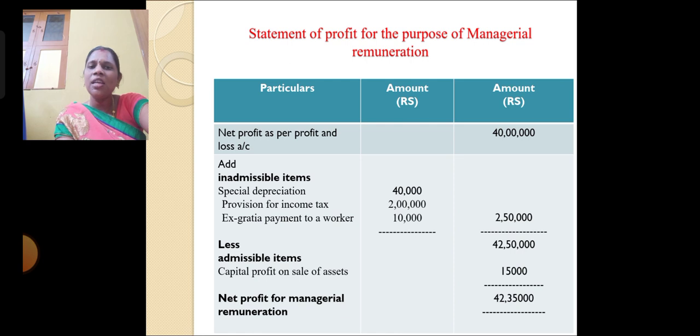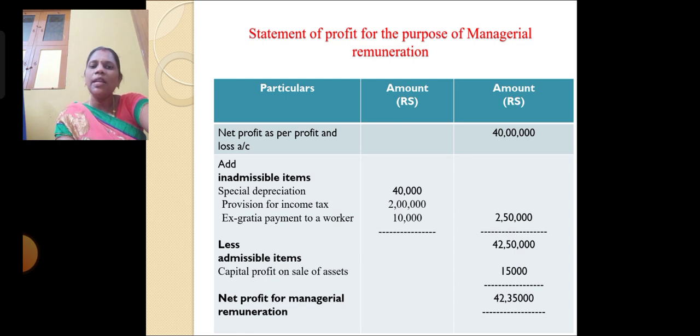Special depreciation given in the problem is rupees 40,000. Provision for income tax given in the problem is rupees 2 lakh. Ex gratia payment to the worker is 10,000. You have to add all the inadmissible items. The total amount we get is rupees 2 lakh 50,000. You add net profit and inadmissible items. In total we got 42 lakh 50,000.